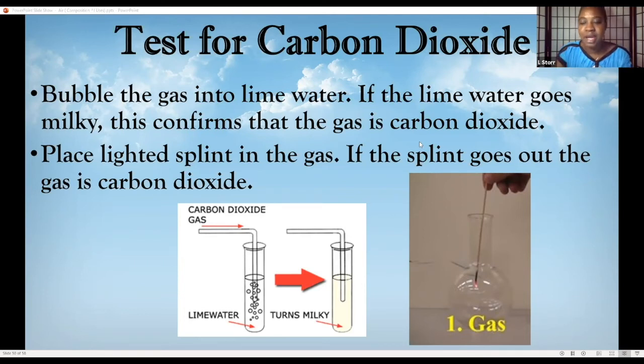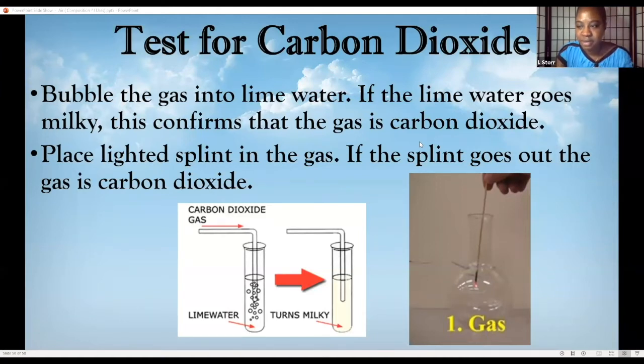So that's the easiest way to test for carbon dioxide. Another way is similar to how we test for oxygen. We remember that when we test for oxygen, it relights a glowing splint. However, if carbon dioxide is present, it would actually put out that splint. So that's an easy way for us to remember the difference. If it relights, oxygen is present. If it doesn't, then carbon dioxide is present.